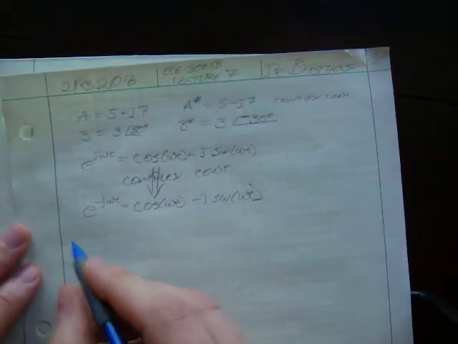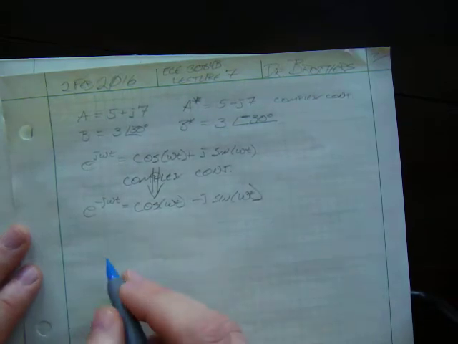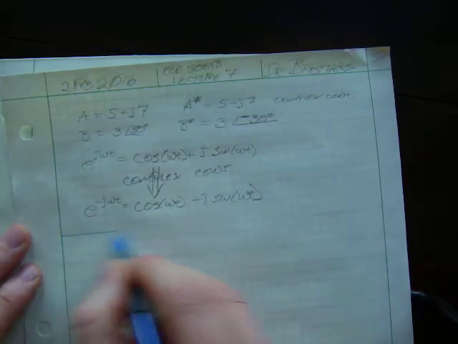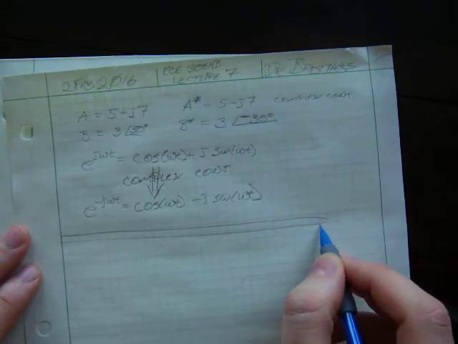Alright, now we can return to our example. This was just a little aside note about what a complex conjugate is. Now let's go back to our example and look at how we use this information to obtain something useful. Alright, so back to our example.